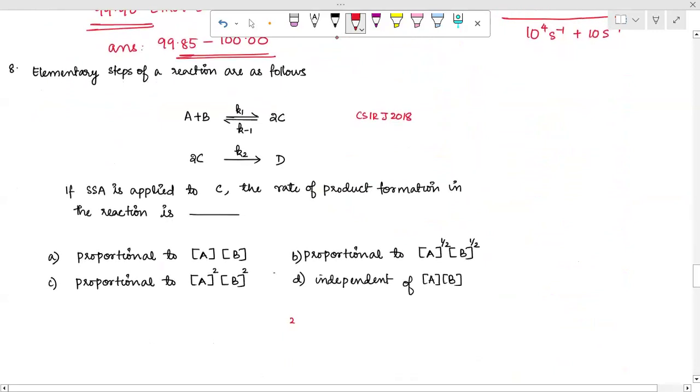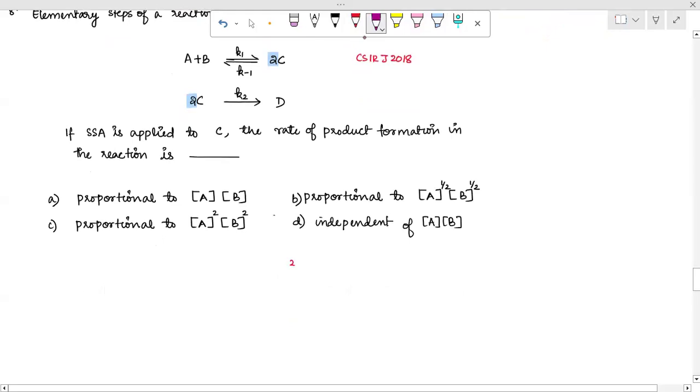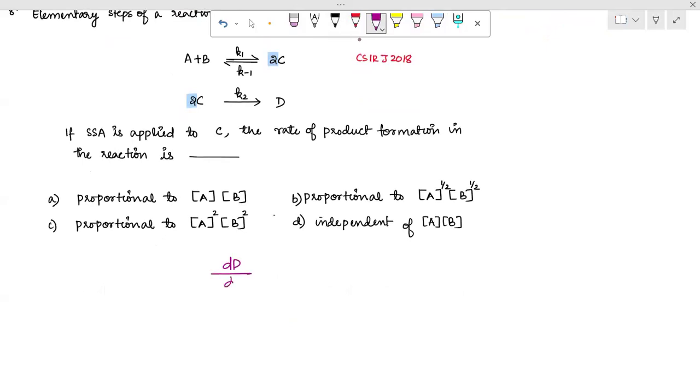Next question. The elementary steps of a reaction are as follows. Now be careful whenever you have coefficients. If SSA is applied to C, the rate of product formation in the reaction is very easy. Rate of the product formation is dD by dt. Correct? And that is going to be equal to K2 into concentration of C to the power 2. Correct. Because that is the step where the product is being formed.